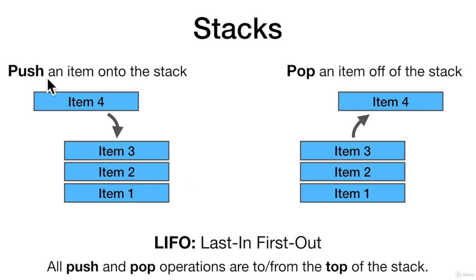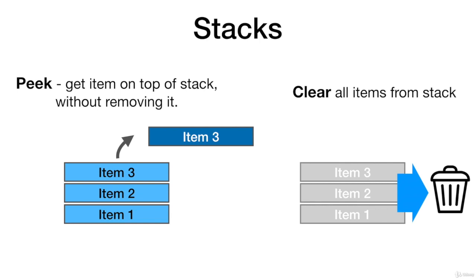We have a couple of different key operations here. Push allows us to push an item onto the top of the stack, and we use the pop command to pop an item off of the top of the stack. Some other stack operations are peek. Sometimes you might want to get an item off of the top of the stack without actually removing it. Let's say we need access to the top item, we want to know what it is, and we can use the peek command to see a copy of the top item without actually removing it from the stack. Or clear to remove all of the items from the stack and empty the stack out.